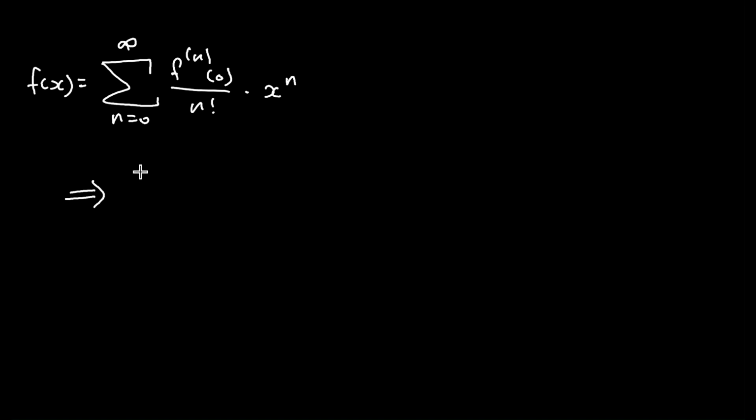Now we know that if we want to approximate the function f of x around a, or centered at a, all we need to do is replace f of x with f of x minus a. So I'm just writing down the Taylor approximation formula that we derived beforehand, and now replacing anywhere we see x with x minus a gives the sum from n equals 0 to infinity of the nth derivative of f evaluated at a divided by n factorial times x minus a to the n.